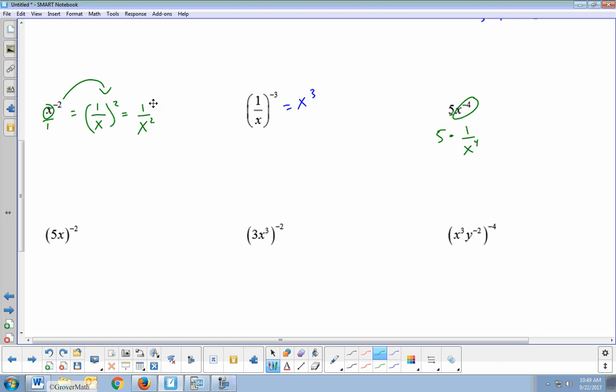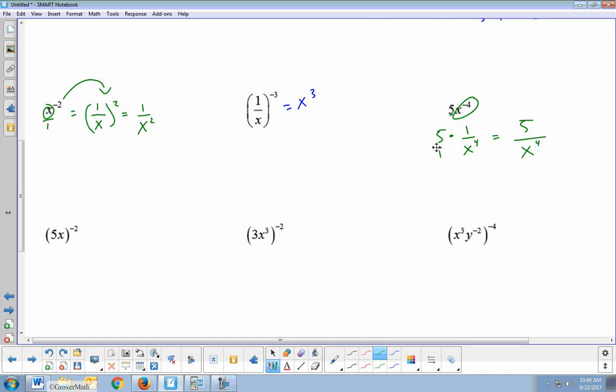Sometimes people, when they flip the base or flip the reciprocal, they forget to change the exponent from negative to positive. So sometimes people will write it as 1 over x to the negative fourth. Well, no, the whole purpose of reciprocaling the base, flipping the base, is to change the exponent to a positive exponent. And now I can multiply this, and that would be 5 over x to the fourth.